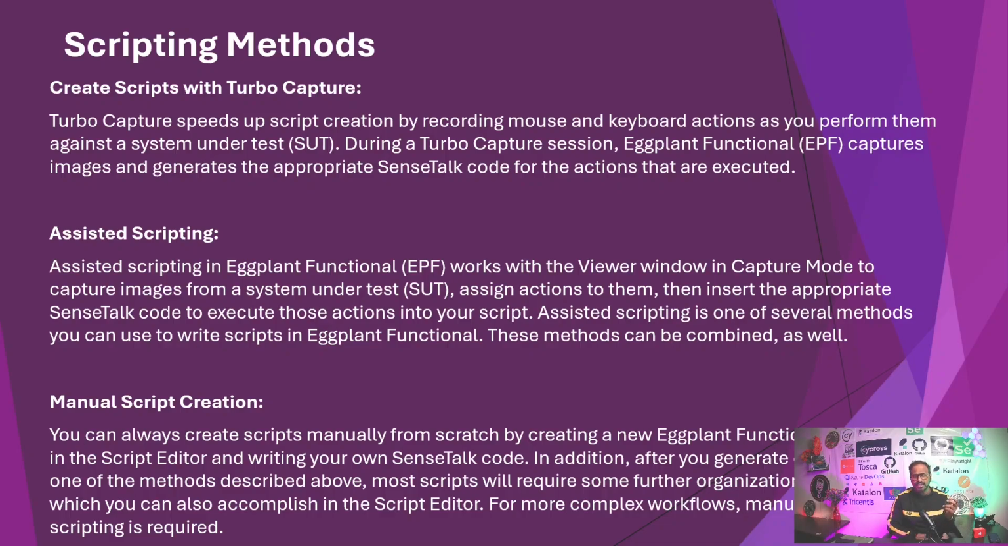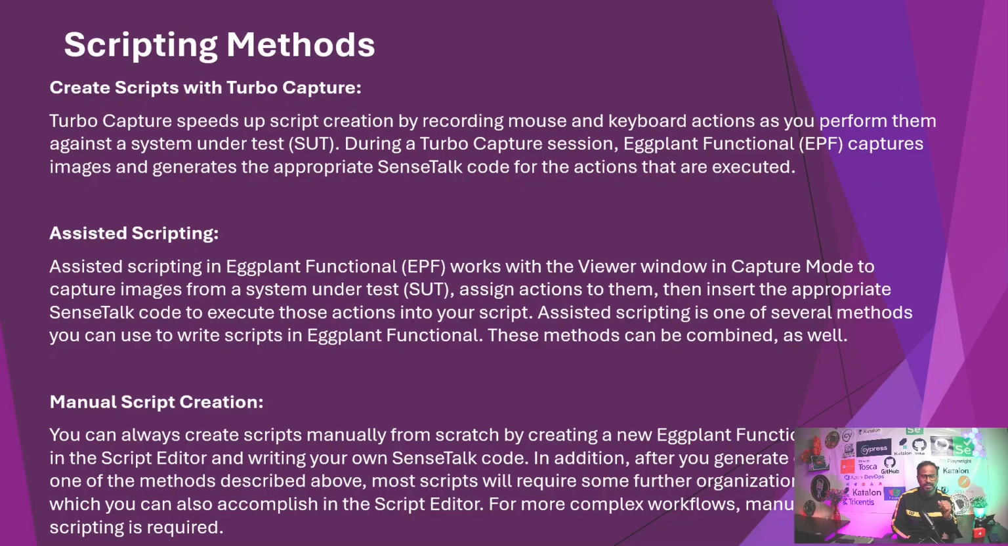In addition, after you generate the code through one of the methods described above, right, if you want to generate the code by using turbo capture or assisted scripting, once you generate the script, most scripts will require some further organization or editing, which you can do manually by using the script editor. So these are all the three methods that you can use to write the SenseTalk scripting in Eggplant Functional while automating the test cases.